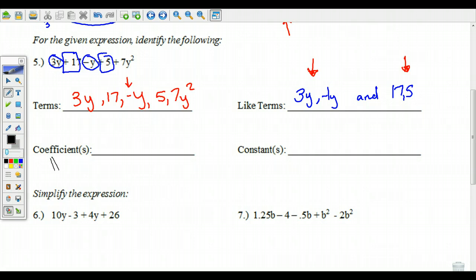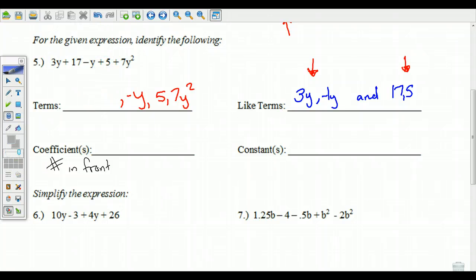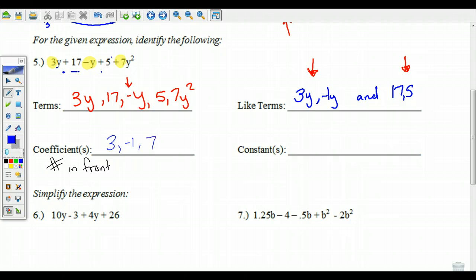All right, coefficients are the number in front of the variables. So those coefficients here, if I clear out what we had here, oops, sorry. If I clear out what we had, this is a slow process here, sorry about that. The numbers in front of all the variables here are 3, negative 1, and 7. And we only write the number, not the variable too. So 3, negative 1, and 7.